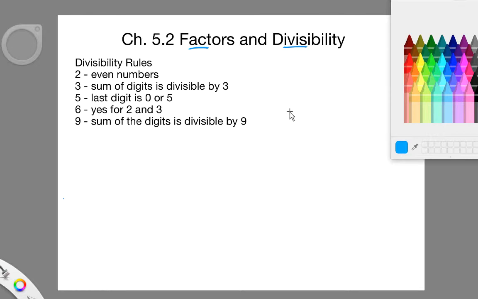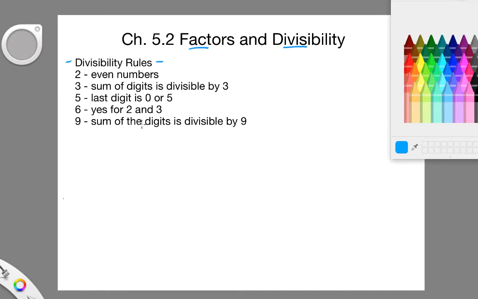A number is divisible by another number if the quotient is a counting number and the remainder is 0. So it's divisible if it goes in evenly. It means that you don't have a remainder. And here are some rules for divisibility. These are nice to know. In fact, you should just know them. Some numbers have a divisibility rule. You can use a divisibility rule to tell whether one number is a factor of another.